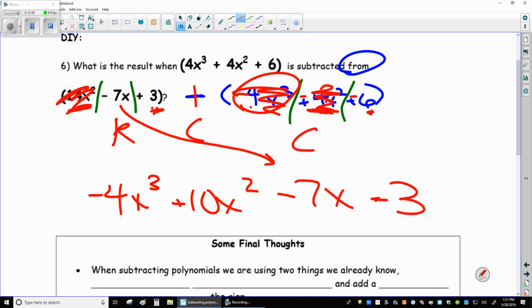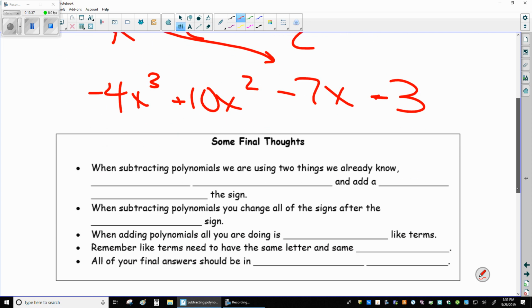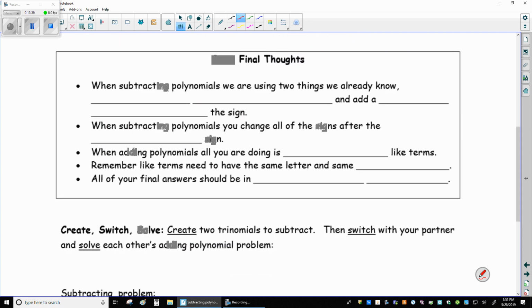And that's it, guys. Some final thoughts. When subtracting, we're using two things we already know how to do: adding polynomials and that whole keep, change thing. I used to say add a line, change a sign. LeClaire says keep, change, so we're going to use that. When subtracting polynomials, you change all the signs after the minus sign. After, not before. That's where the word keep comes in.